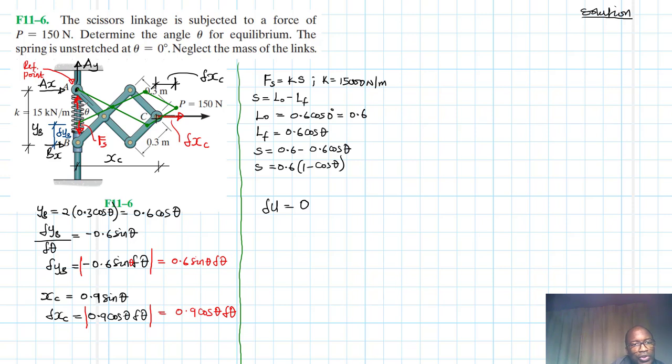So the only 2 points we are concentrating on are just C and B. So at C we have a P times the virtual displacement, which is just a del xc, and then plus. I'm putting a plus here, but we need to be mindful of the sign. Maybe I'll put the actual sign.